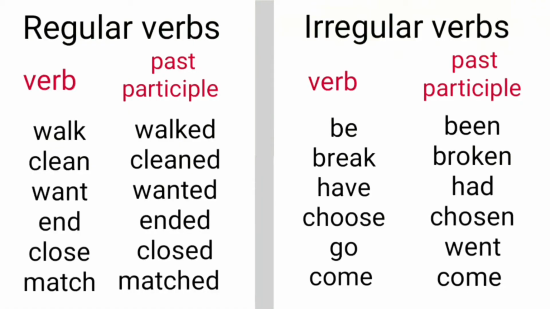As you know, different forms of verbs are regular and irregular verbs. Regular verbs are those which follow a fixed pattern of ed endings, whereas irregular verbs are those which don't have any fixed pattern. They don't follow any rule. We have to learn them as they are. Past participles of some regular and irregular verbs are given here. For example, walk, walked, end, ended, close, closed, be, been, break, broken, choose, chosen, go, went, etc.